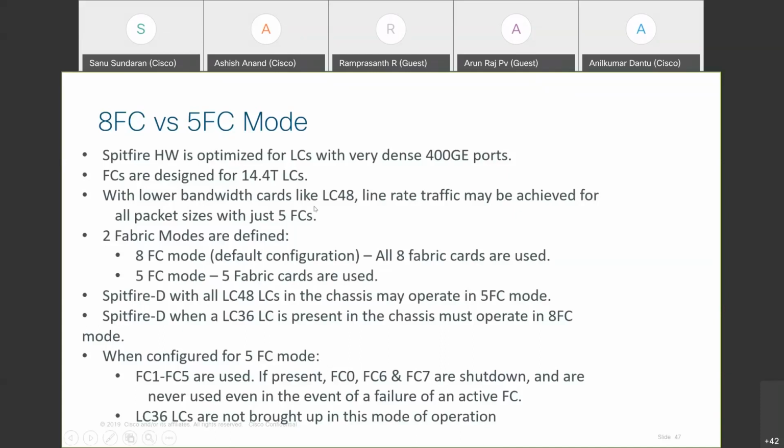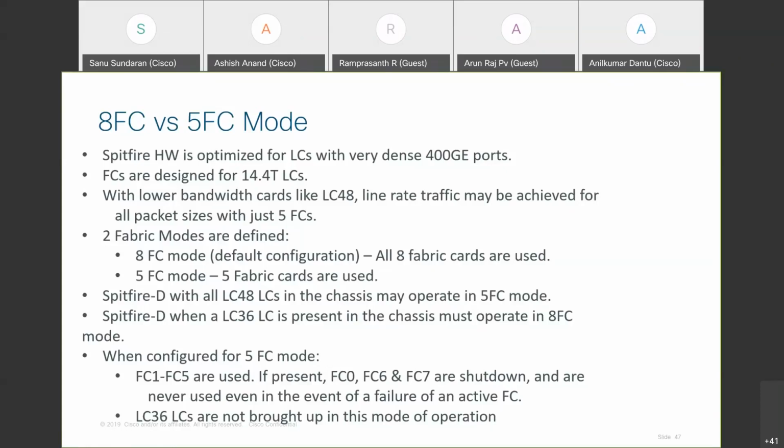Again, with lower bandwidth cards like the 48 into 100 gig LC, you can achieve the same with just 5 fabric cards. If you have 48 into 100 gig cards, and you have not installed any 36 into 100 gig cards or 400 gig cards, then you need not have 8 fabric cards installed in the chassis or run the chassis in the 8 fabric card mode. You can run your fabric in the 5 fabric card mode. So at a given time, only 5 fabric cards would be active.